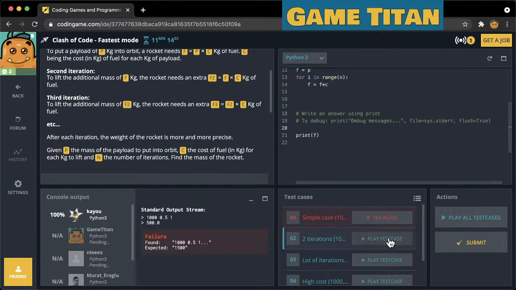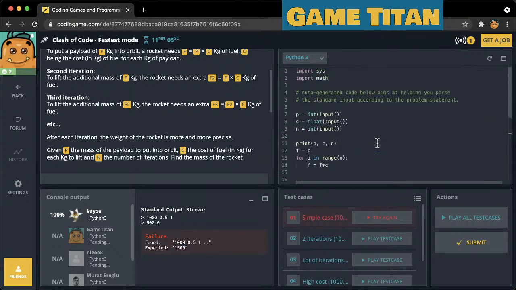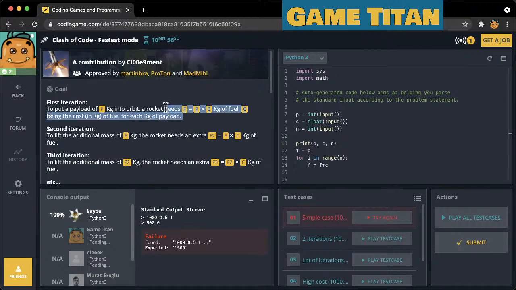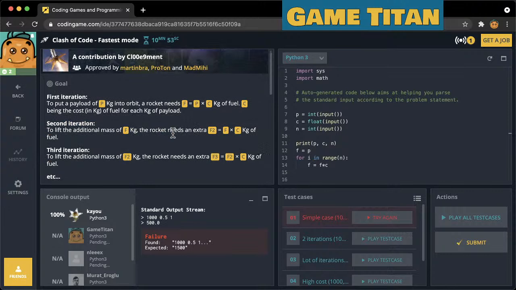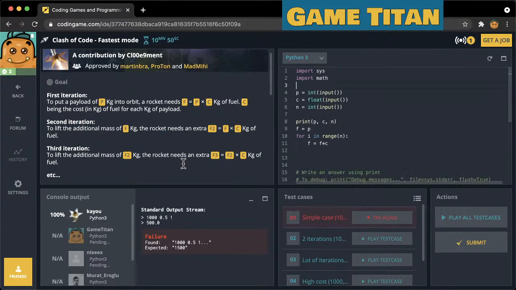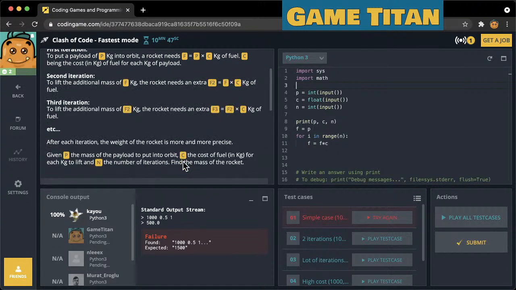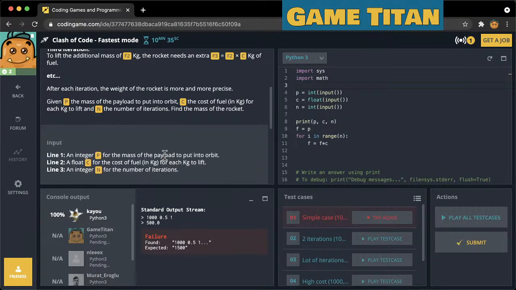This is just not... 1000 times 0.5 is 1500. I just really don't understand this question. So there's the rocket plus the payload. Find the mass of the rocket. The mass of the rocket is supposed to be 1500.